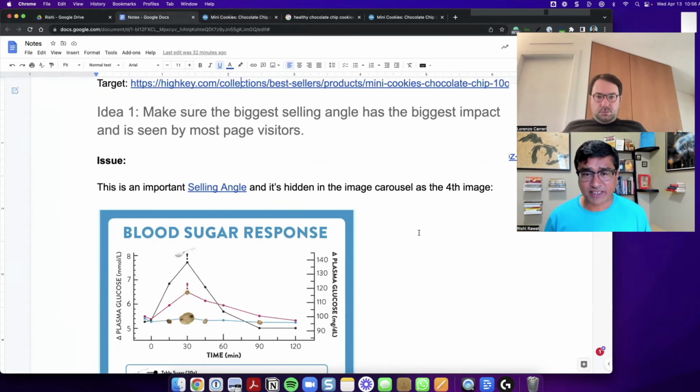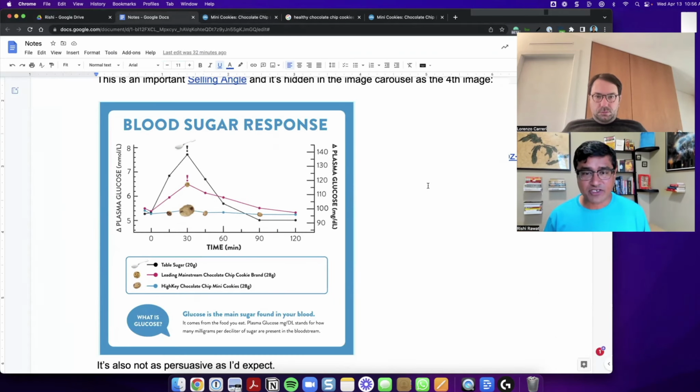Now the question is that this is the fifth image in that carousel, and I have two thoughts about it. The first is that the fact that it's a fifth image means very few people actually get to it. This is what Lorenzo's tracking would reveal to us eventually. But my bigger point is that I feel there are also missed opportunities even with the selling angle.